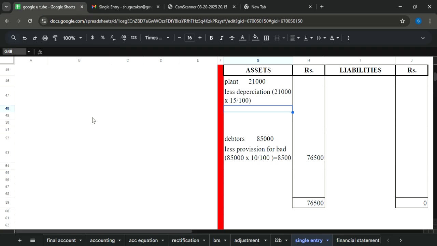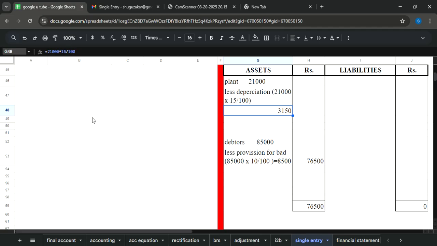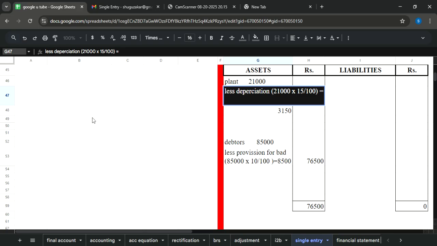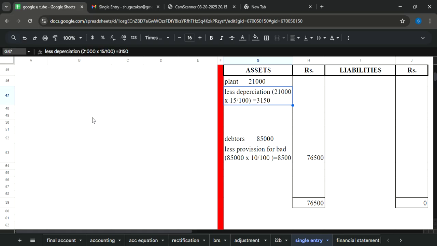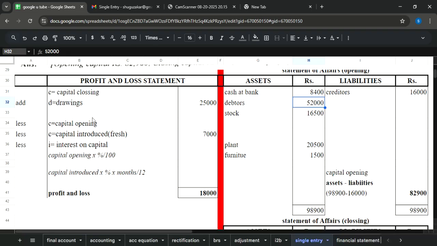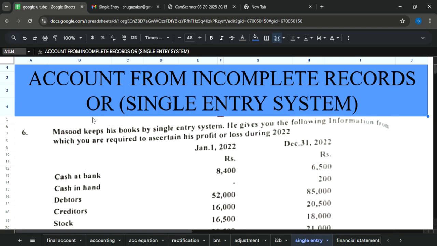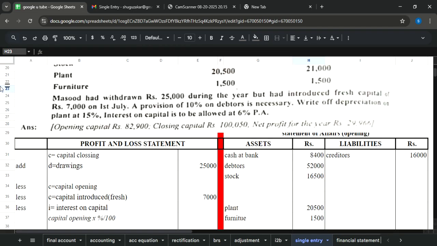Now understand that value of asset multiplied by 15 divided by 100. You have got your depreciation over here. Let's mention 3150 was the amount of depreciation. What you will do is this depreciation would be subtracted, 21,000 minus 3150. So this part of the adjustment is also completed. We were over here, plant depreciation.